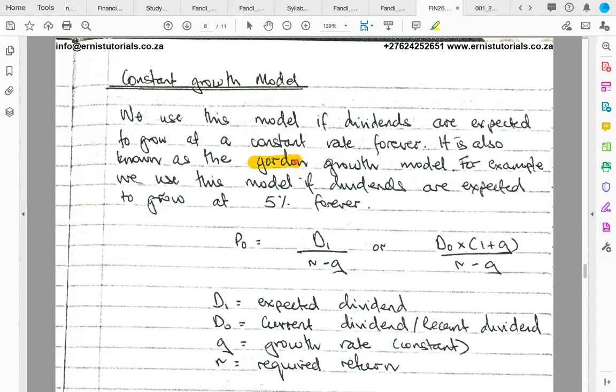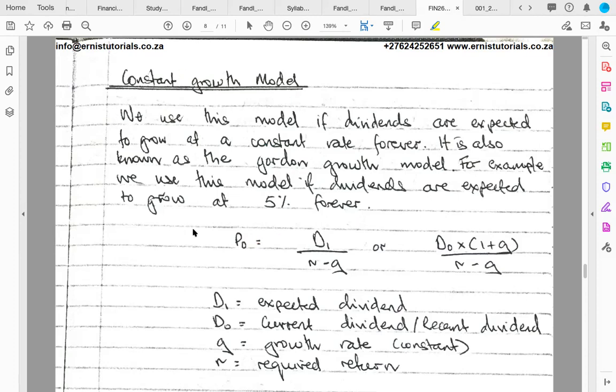It's also known as the Gordon growth model. So we would use this model, for example, if dividends are expected to grow at 5% forever, right? If we expect our dividends to grow at a fixed percentage forever, we can determine the price of the share using the following formula.